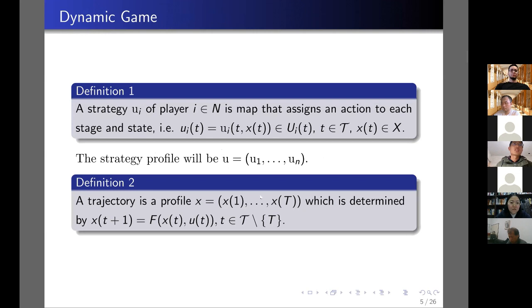The strategy of player i is denoted by u_i, which assigns an action to each stage and each state. The strategy profile is denoted by u. Given the strategy profile, we are able to get the trajectory in the dynamic game, which is denoted by x. It is determined by the dynamics.